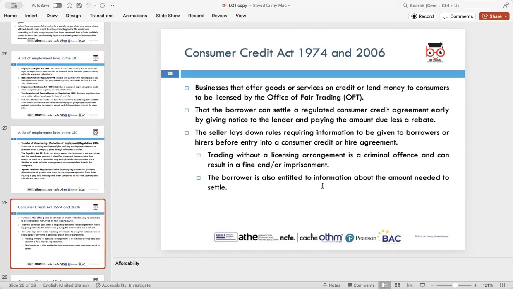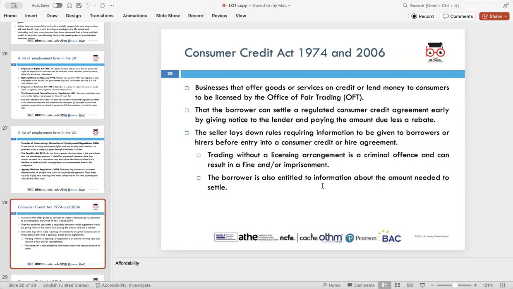Consumer Credit Acts 1974 and 2006: in order to obtain a license from the Office of Fair Trading, businesses that provide consumers with goods or services on credit or lend money to them are required to be licensed. It is possible for borrowers to settle a regulated consumer credit agreement early by providing the lender with notice and paying the amount that is due less a rebate.